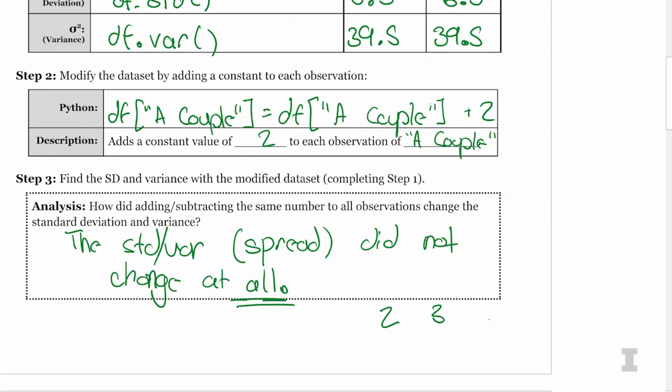And variance is very related to standard deviation. It's just the standard deviation squared. So if one doesn't change, the other isn't going to change. So I like to think of this with data, of course. Classic. So I think of the numbers 2, 3, and 4.